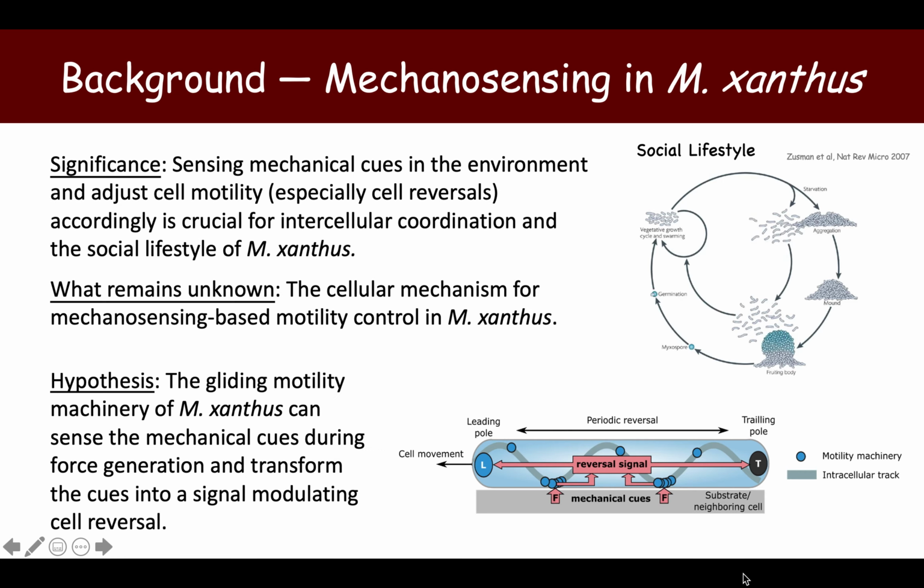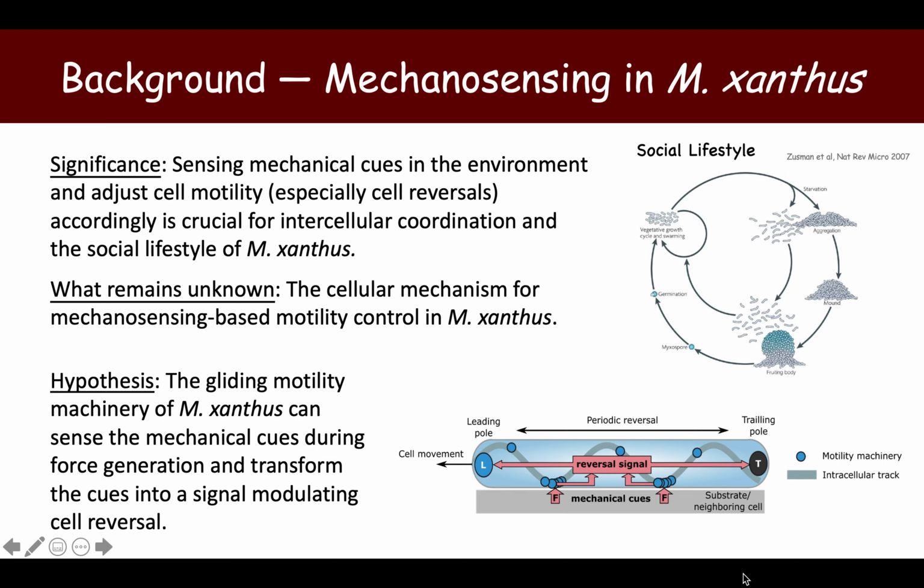Firstly, let's talk about the background of mechanosensing in Myxococcus. For those of you who are not familiar with Myxo, it's a rod-shaped bacteria that reverses its moving direction as it glides on substrate surfaces. This bacteria can sense the mechanical cues in the environment and modulate its reversal frequency accordingly. This is critical for the intercellular coordination and interesting social lifestyle of Myxo.